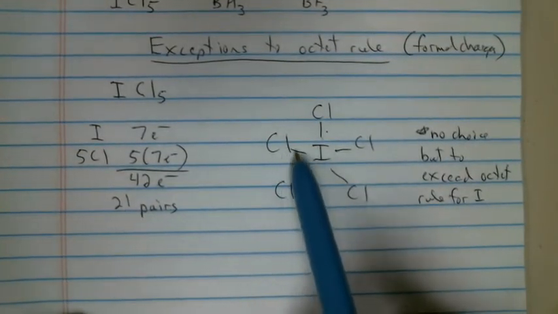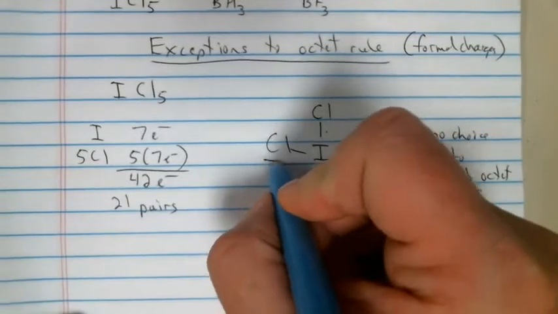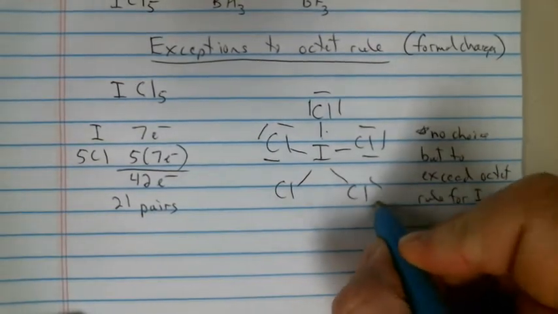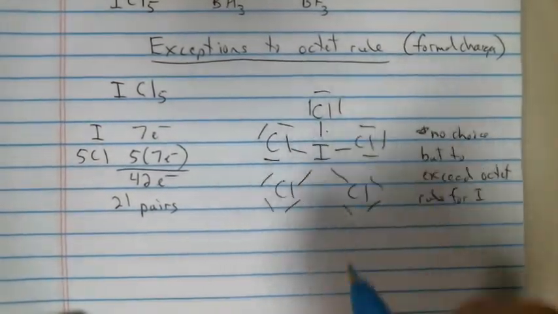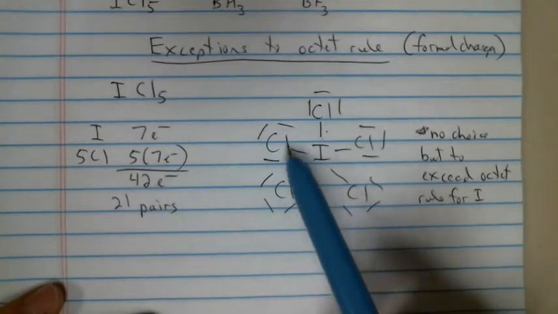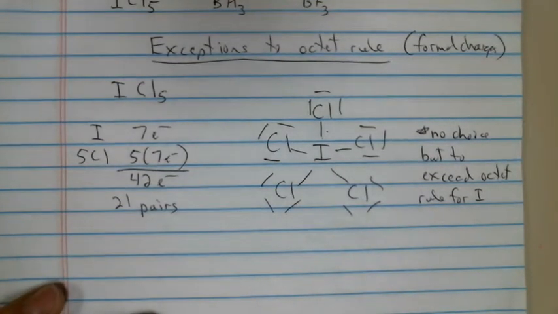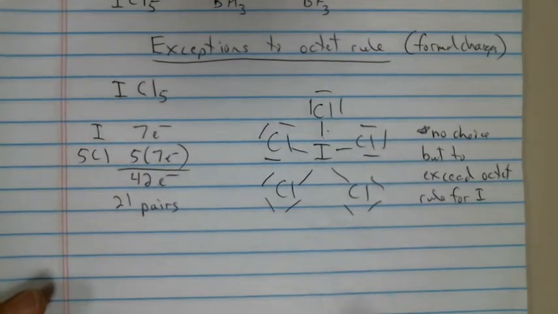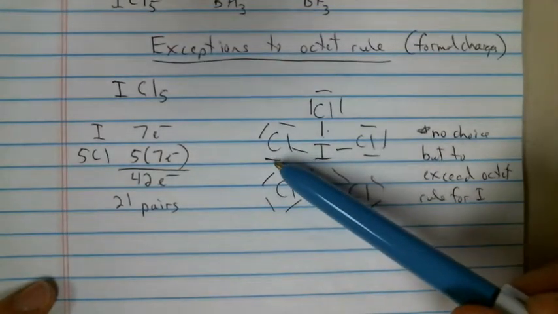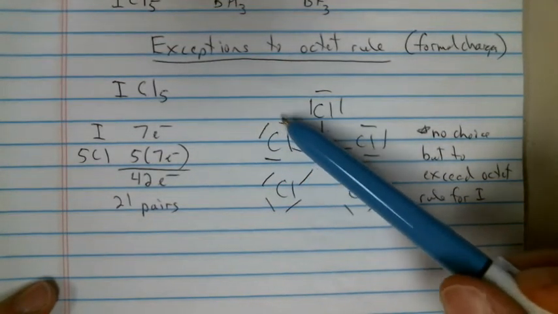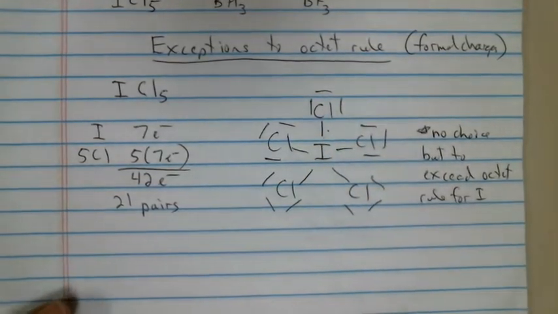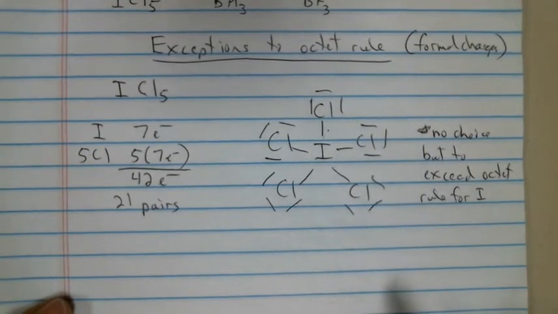So 21 pairs: 1, 2, 3, 4, 5, 6, 7, 8, 9, 10, 11, 12, 13, 14, 15, 16, 17, 18, 19, 20. Now, why did I just put 3 more pairs around each chlorine? I can draw this much nicer on the board, sorry if that's a little sloppy looking. Because each chlorine then has 2, 4, 6, 8. We've filled the octet rule for each chlorine. But did you notice something when I counted? We've only used 20 pairs.